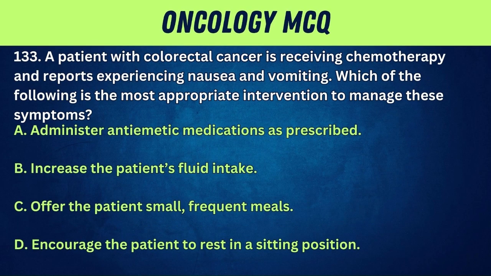133. A patient with colorectal cancer is receiving chemotherapy and reports experiencing nausea and vomiting. Which of the following is the most appropriate intervention to manage these symptoms? A. Administer antiemetic medications as prescribed. B. Increase the patient's fluid intake. C. Offer the patient small, frequent meals. D. Encourage the patient to rest in a sitting position.